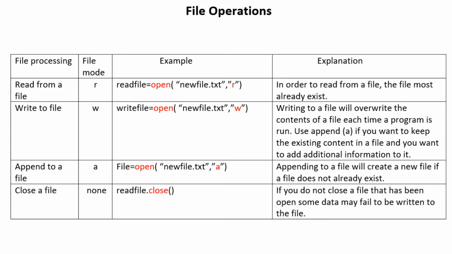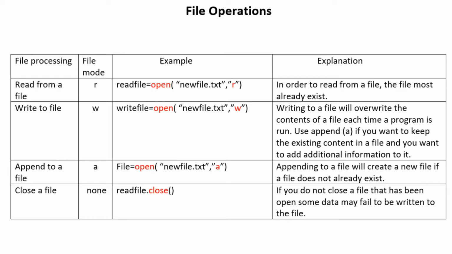And then obviously the modes are. In order to read a file, the file must already exist. If you try to read a file that doesn't exist, you will get an error. When you write to a file, this is similar to reading from a file. So you create yourself a variable name again, then you assign it the contents of the file. So you'll have the file name, which you can create yourself, and then the mode w.